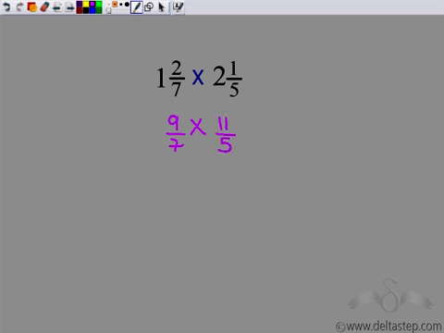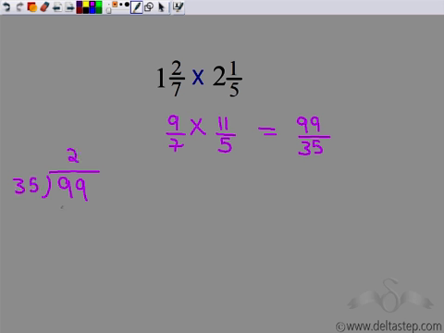Now I easily know how to multiply these two rational numbers. I multiply the numerators, which is 99. I multiply the denominators, which is 35. So I get a fraction here, which is 99 by 35. Now again, this is an improper fraction, so I can convert it back. How would I do that? Divide 99 by 35.